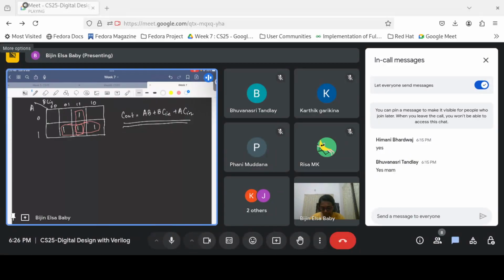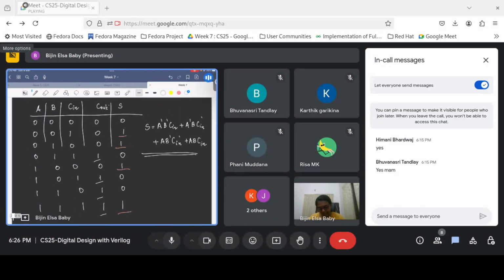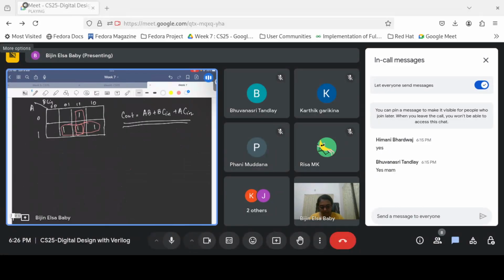Now what we are going to do is optimize the area of this design. So here you will have 12 AND gates and 1 OR gate for sum. And for carry, we have 3 AND gates and 1 OR gate. So in order to reduce the area, you need to reduce the logic gates.